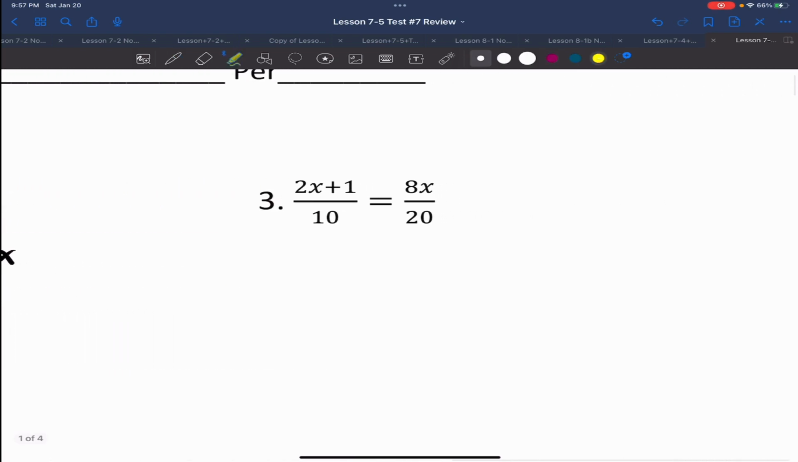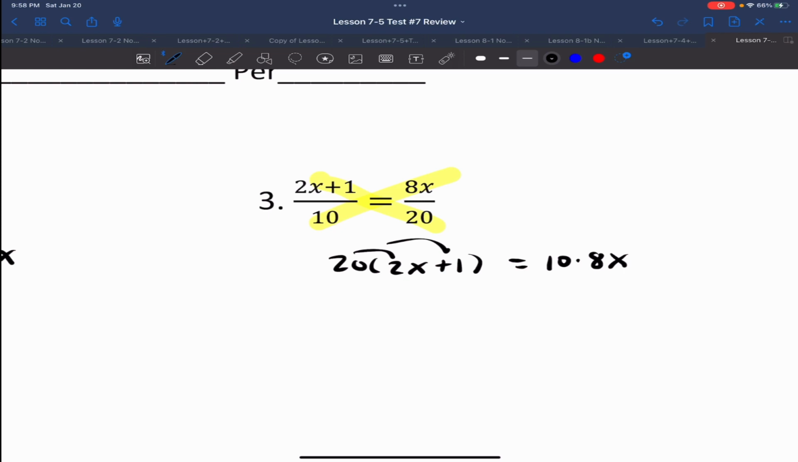Number 3, I got 20 times the quantity 2x plus 1, and I want to equal that to 10 times 8x. Using the distributive property, I have 40x plus 20, and on the right hand side I have 80x.